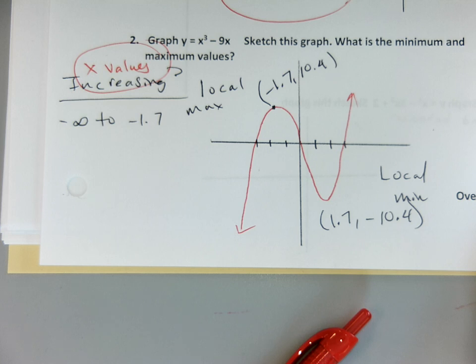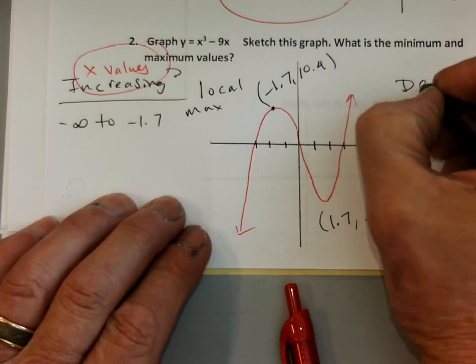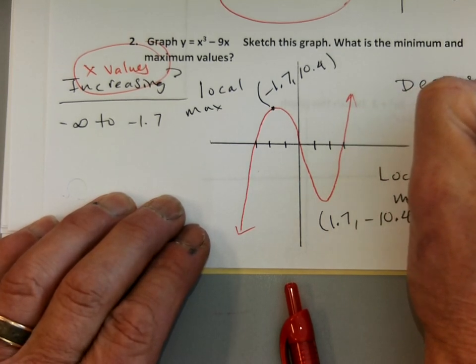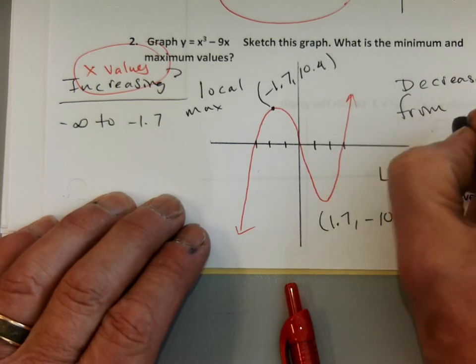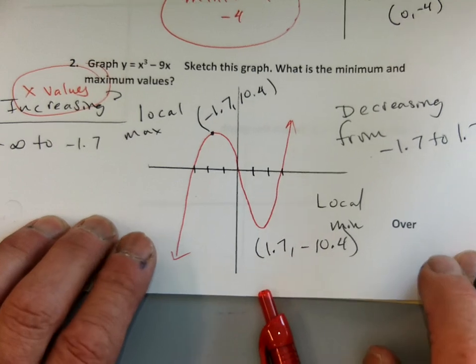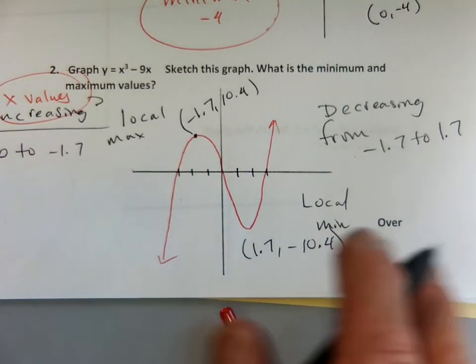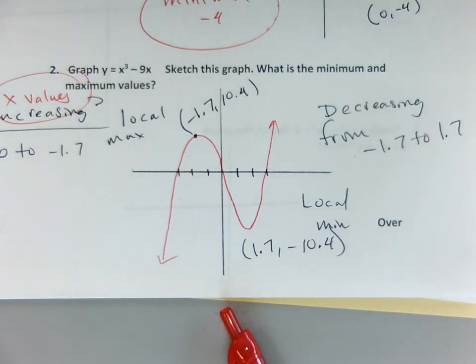And then it's decreasing from negative 1.7 to 1.7. And then it increases. Yes and yes. Let's write that down. Well done. So then it's decreasing from negative 1.7 to a positive 1.7, right? Now it's also increasing one other place. It's also increasing from 1.7 to infinity. So it's still, as I move along the x-axis, it's going up.